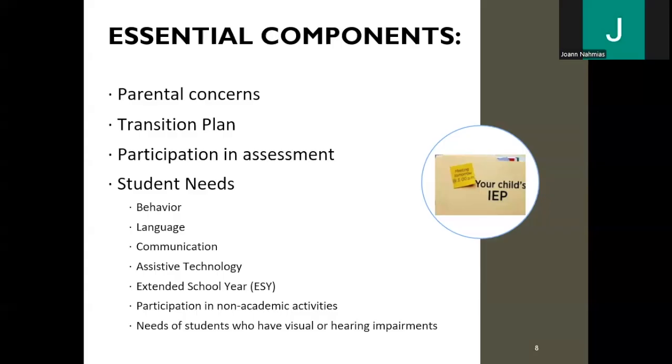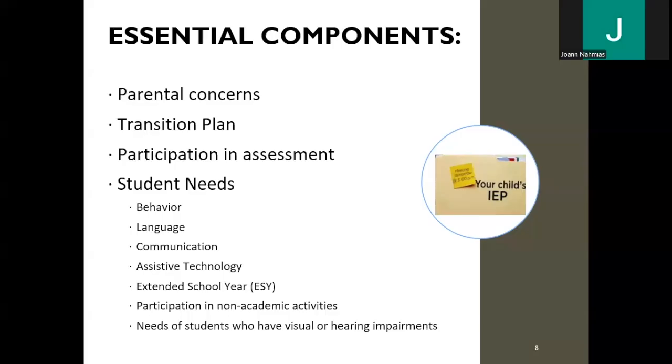The student's needs should also be addressed in the IEP. This includes behavior. If a behavior intervention plan has been developed for the student, it should be in the IEP, as well as how behavior will be observed and monitored. Language and communication should be addressed. For example, does the student speak another language primarily or use an assistive communication device?